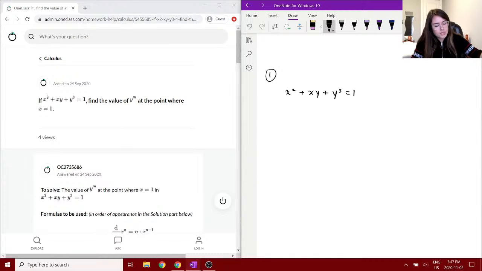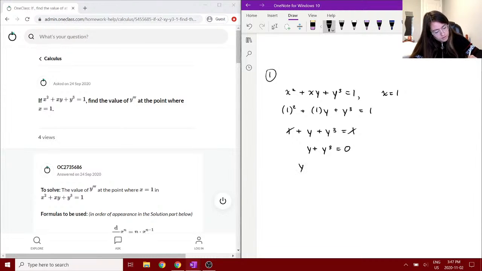And what we're going to do is sub in x equals 1 as it's given. So that's 1 squared plus 1y plus y cubed equals 1. Obviously we can simplify from there. Since we have 1 on either side, you can subtract 1 from both sides and they cancel out. You're left with y plus y cubed equals 0. And we can factor out y, so it becomes y times (1 plus y squared) equals 0.